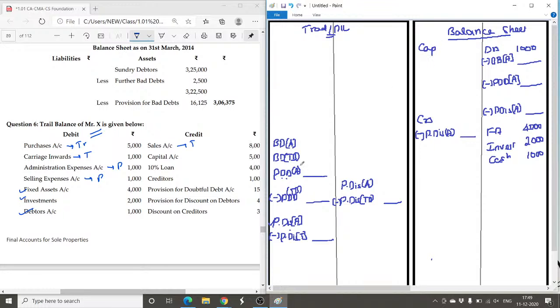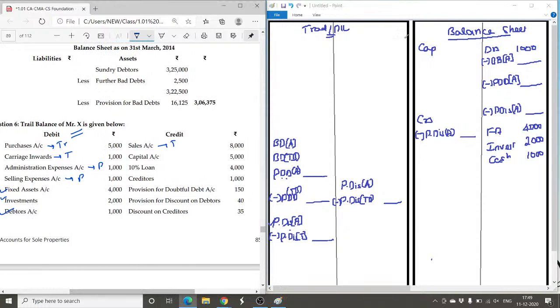Capital, the value being 5,000 rupees. Apart from that, we have a 10% loan, the value being 5,000. This is a liability. Actually, this is capital, right? Internal liability. Capital is otherwise named as internal liability. Creditors. Here we have, this is also a liability. Here we have 1,000 rupees. Then provision for doubtful debts, provision for discount on debtors, discount on creditors.